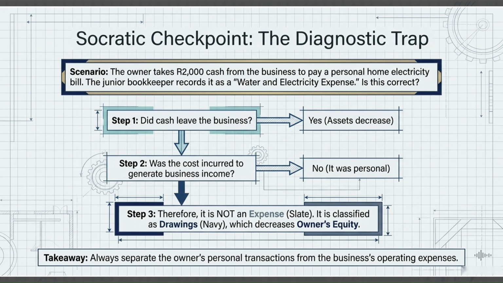Step three: therefore, it is not an expense. An expense is a cost incurred to generate income. This one benefited the owner personally, so it is drawings and it reduces equity. You might ask why it matters, since either way, equity falls by 2,000 Rand. It matters for three reasons.